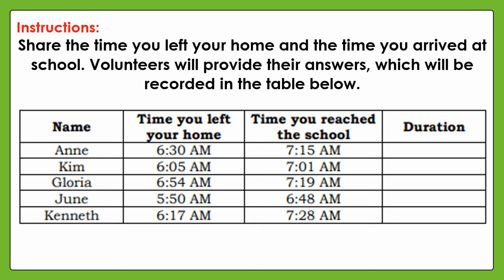First, Anne, 6:30 a.m. and 7:15 a.m. The duration is 45 minutes. Second is Kim, 6:05 a.m., 7:01 a.m., and the duration is 56 minutes. Third is Gloria, 6:54 a.m. to 7:19 a.m. That is 25 minutes. Fourth is June, 5:50 a.m., 6:48 a.m., and the duration is 58 minutes. And the last is Kenneth, 6:17 a.m., 7:28 a.m., and the duration is 71 minutes.